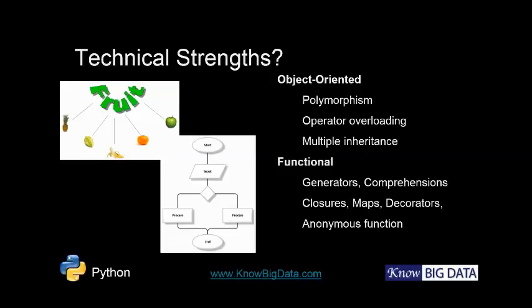Technical strengths. As I said, it is both object-oriented and functional. So you can use all the object-oriented concepts over here: polymorphism, operator overloading, inheritance. You have generators, comprehensions, closures. So these are a few of the aspects of functional or object-oriented programming.